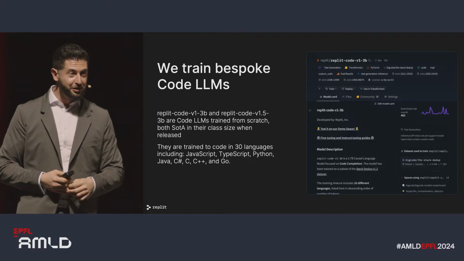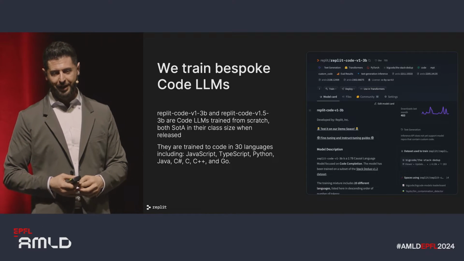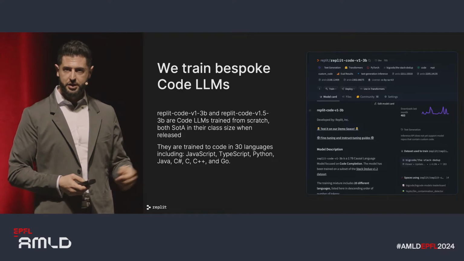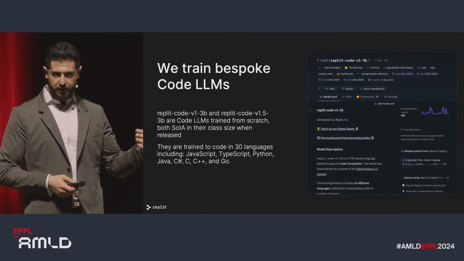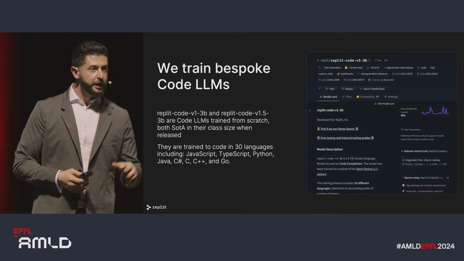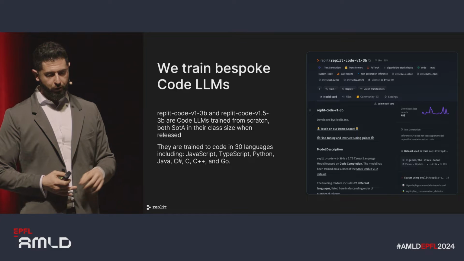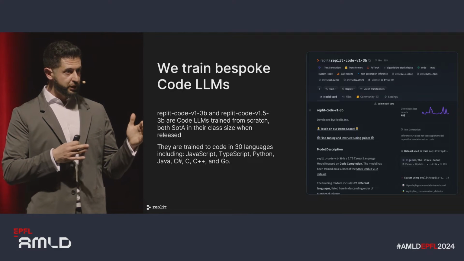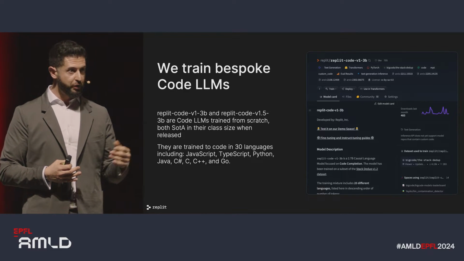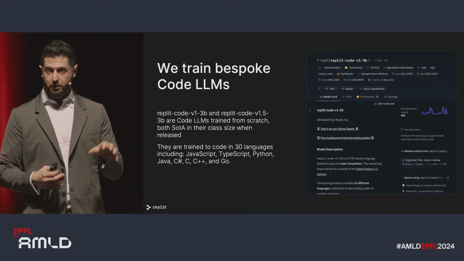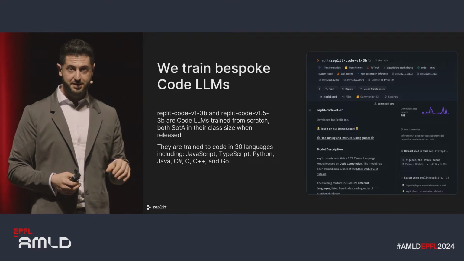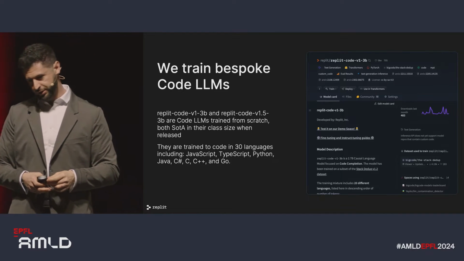We went all in. We trained our own bespoke code LLMs. We did the first release of this back in April. We have an updated version that we released in October. It's a small model, a 3 billion parameter model. It's mostly trained on code from scratch. And every time we released it, it was state-of-the-art in its class size, so with comparable size models.